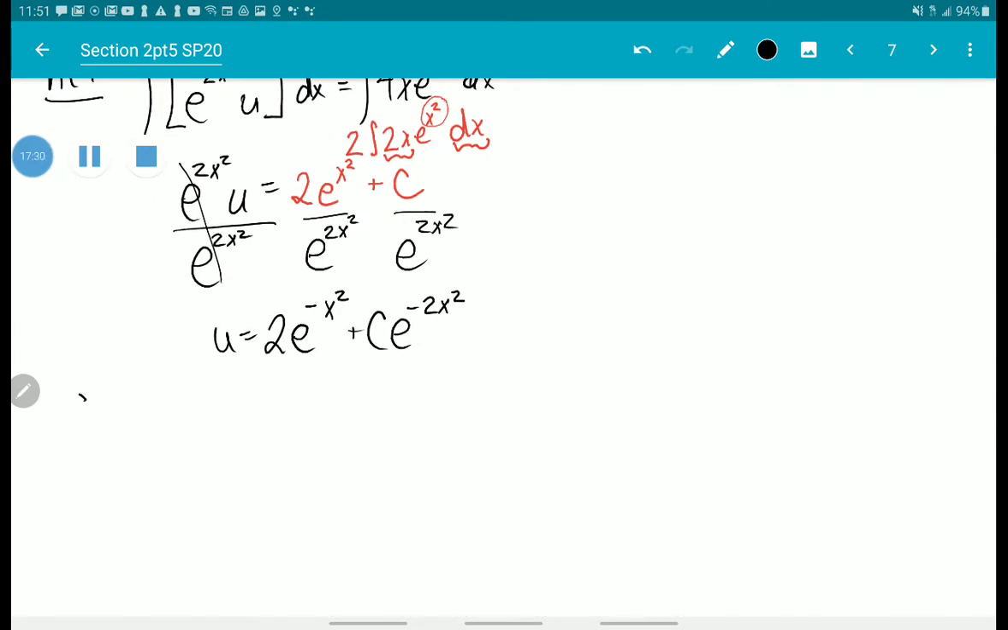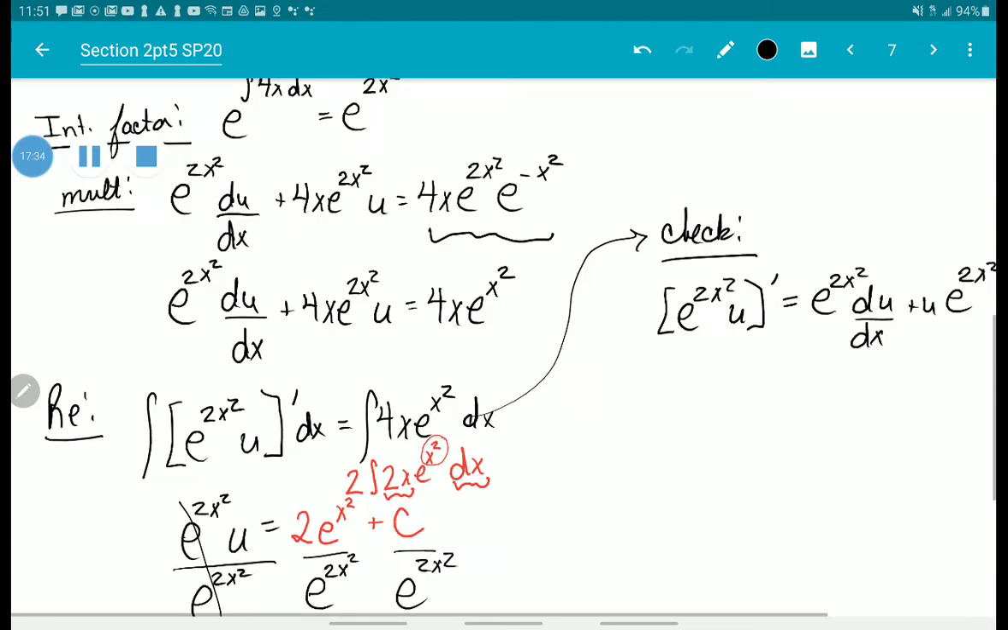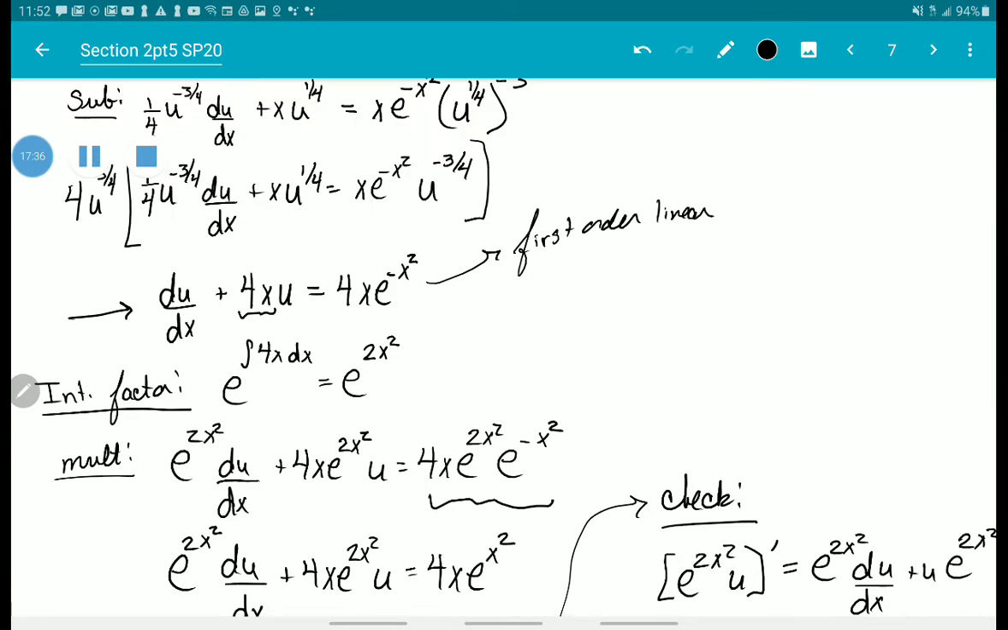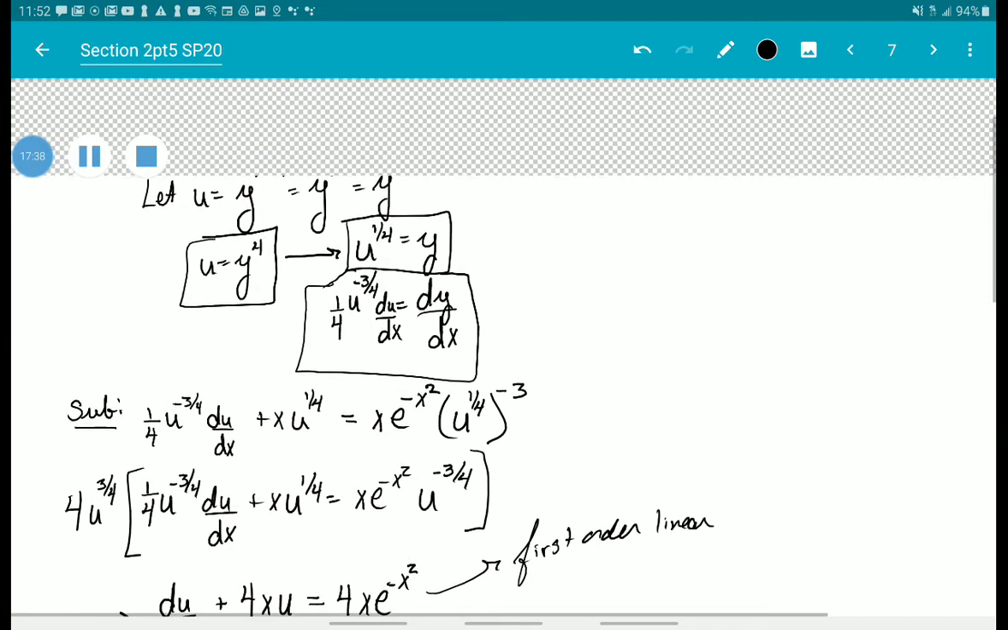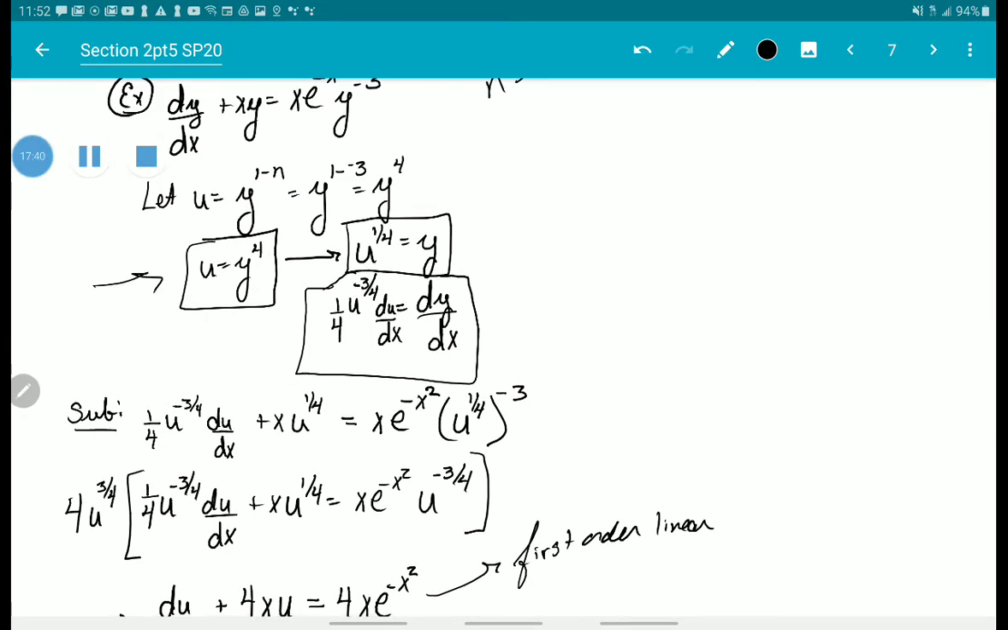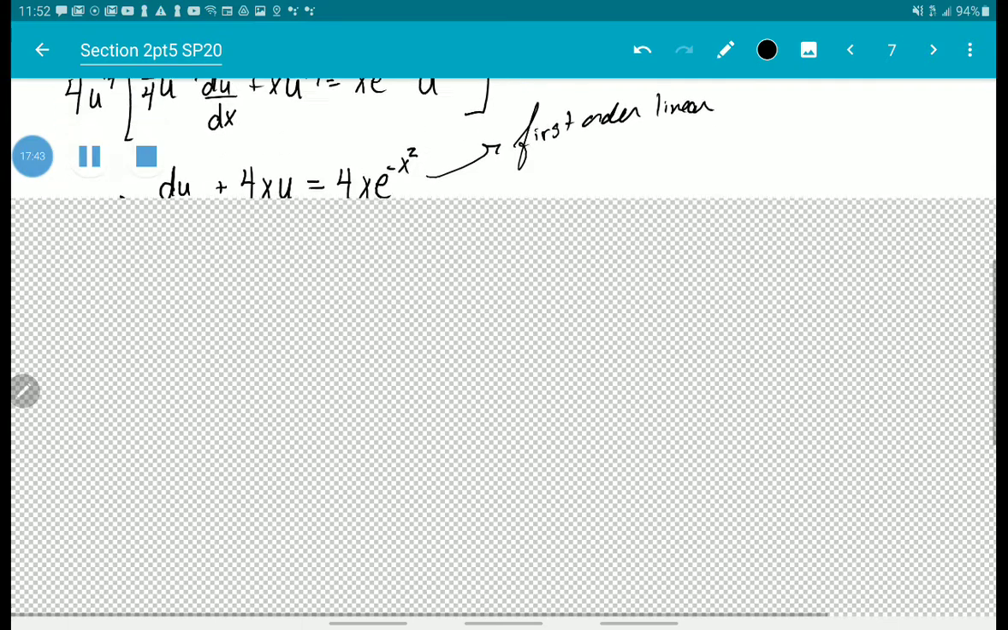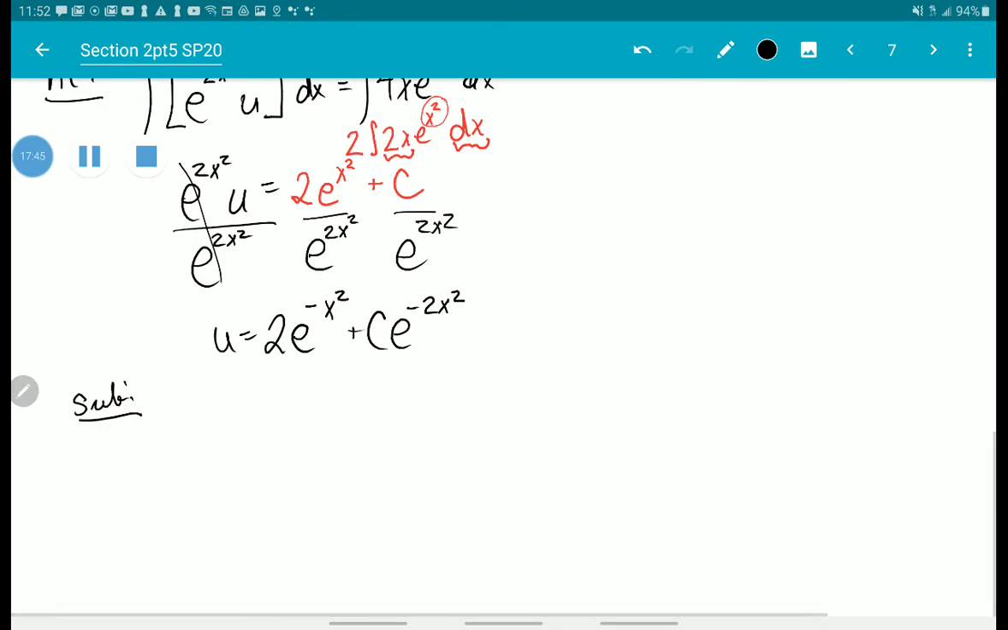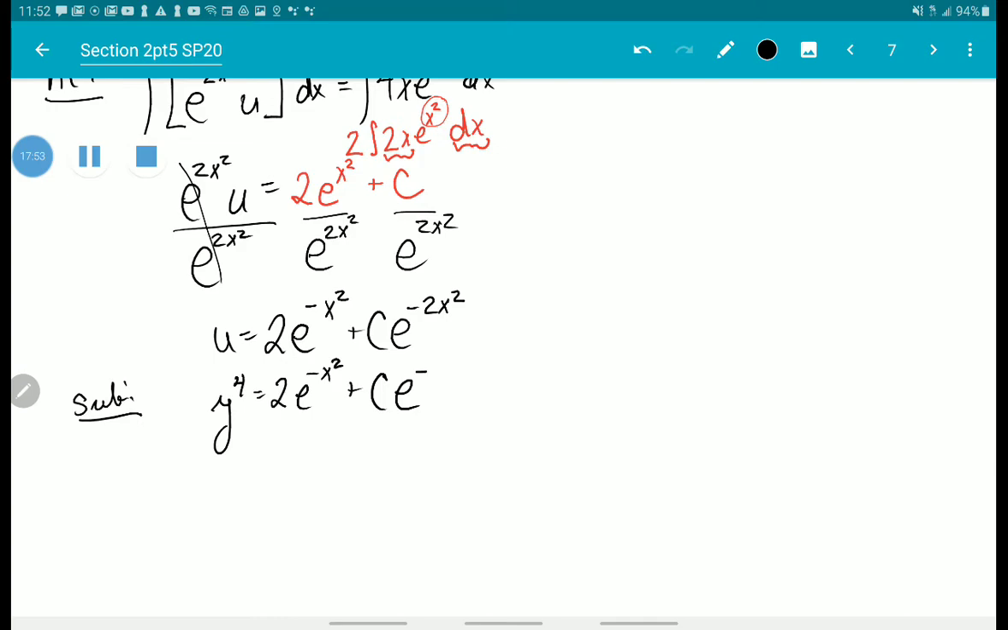So now we're going to do a substitution. Remember what we said before for u? Going all the way back up to the top. U is equal to y to the 4th. So let's substitute that guy in. So there's our final answer. There's not a lot we can do with this one.